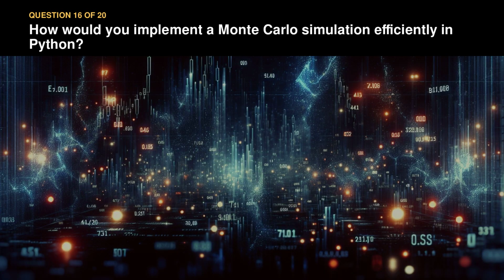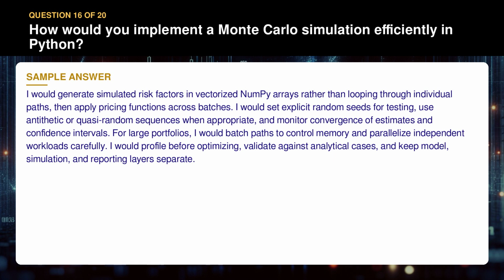Question 16. How would you implement a Monte Carlo simulation efficiently in Python? I would generate simulated risk factors in vectorized NumPy arrays rather than looping through individual paths, then apply pricing functions across batches. I would set explicit random seeds for testing, use antithetic or quasi-random sequences when appropriate, and monitor convergence of estimates and confidence intervals.